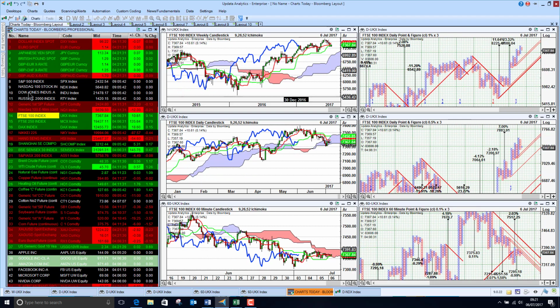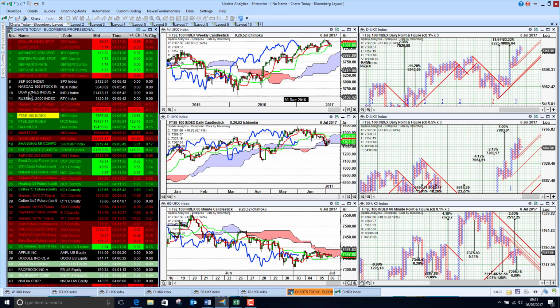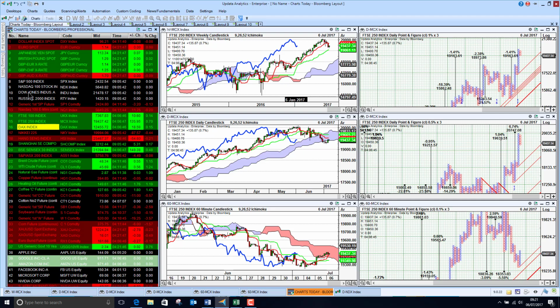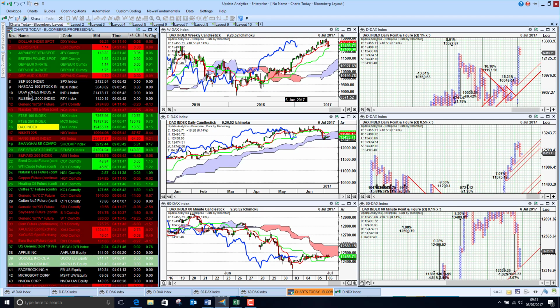FTSE 100 bearish below the cloud with downside targets, so still looking poor short term, although we're up slightly this morning. The FTSE 250, again, we're seeing a recovery here, but below the cloud still with downside targets. And the DAX also below the cloud.